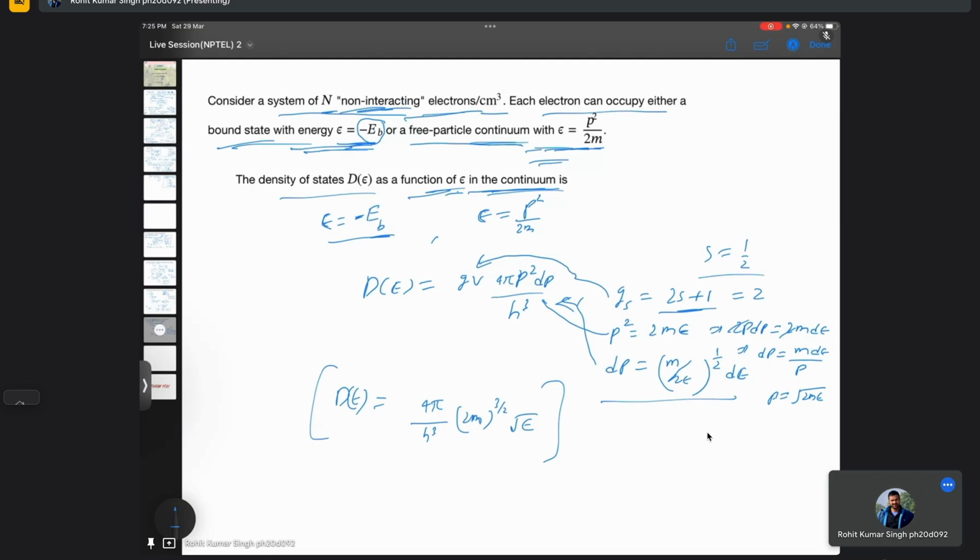Is it fine? Okay, I hope everyone understood something. If you have no doubt, we can close this session, and if you have any question you can ask.